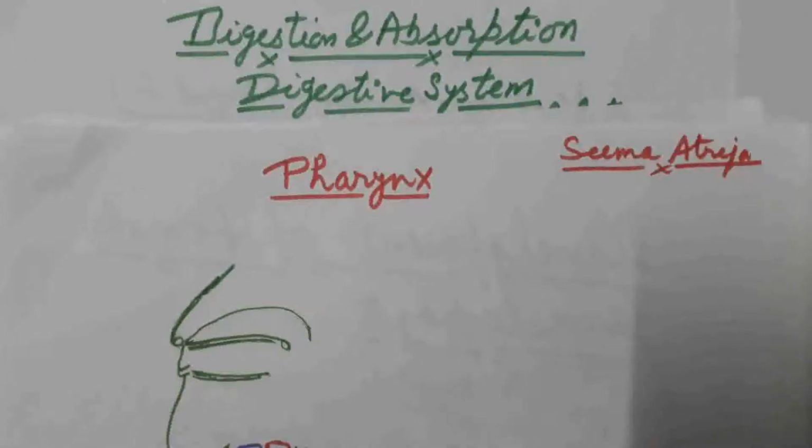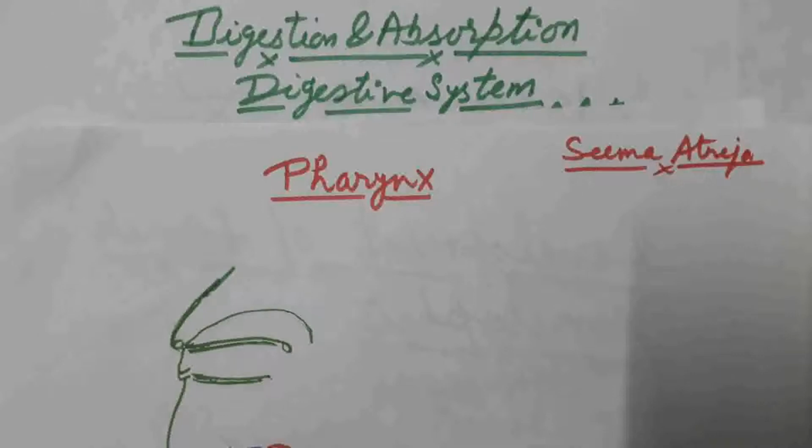Students, in this video we are going to discuss the structure of the pharynx. Pharynx is actually not a structure, it is an area. And this area is funnel shaped. In the neck region, the lower part is funnel shaped, which we call the pharynx.